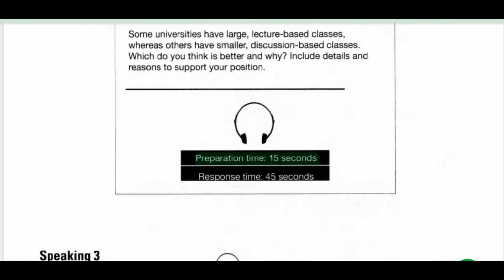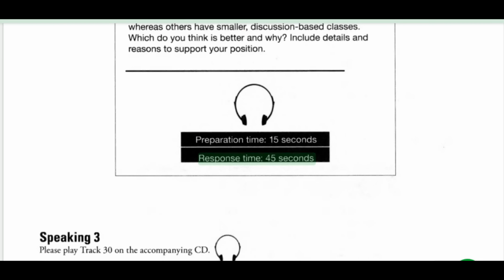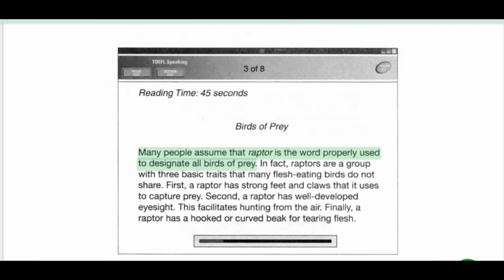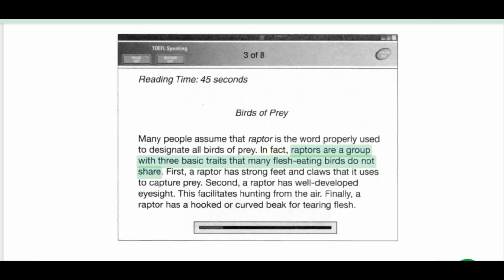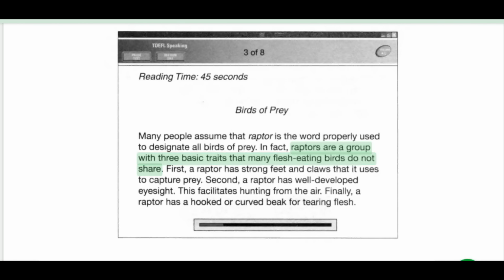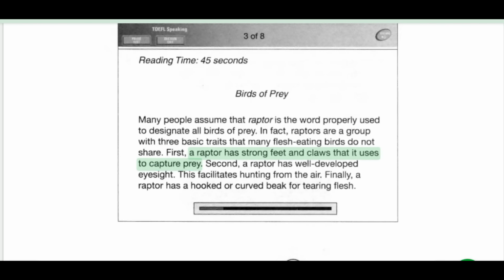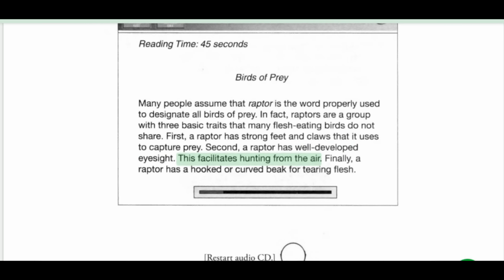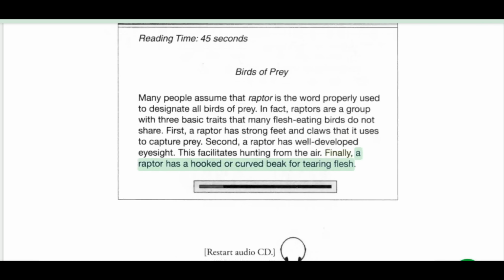Reading time, 45 seconds. Birds of prey. Many people assume that raptor is the word properly used to designate all birds of prey. In fact, raptors are a group with 3 basic traits that many flesh-eating birds do not share. First, a raptor has strong feet and claws that it uses to capture prey. Second, a raptor has well-developed eyesight. This facilitates hunting from the air. Finally, a raptor has a hooked or curved beak for tearing flesh.